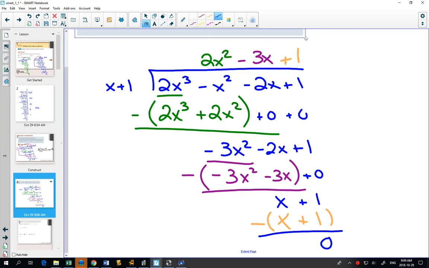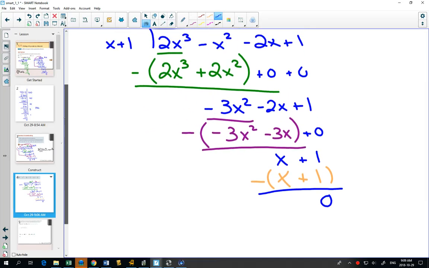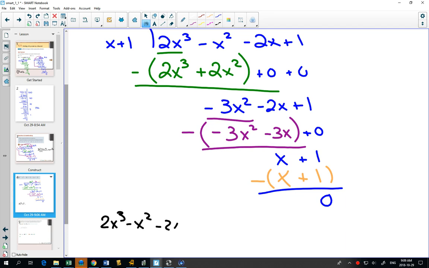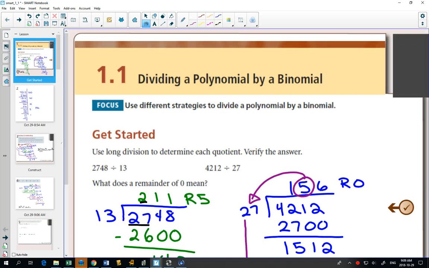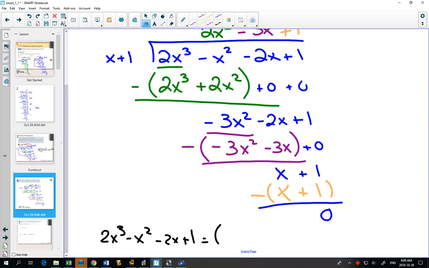Oh, this is exciting. You don't know why this is exciting, but Mr. JR thinks this is very exciting. What does this mean? This means that 2x cubed minus x squared minus 2x plus 1 is equal to, since we divided, right? Like, go back here. We figured out that 4212 was equal to 27 times 156 perfectly. Okay? I'm going to find this exciting. I may get a couple of groans from you, but that's okay. I'm used to it. Minus 3x plus 1 times, I'm going to write that second. I'm going to write this first.